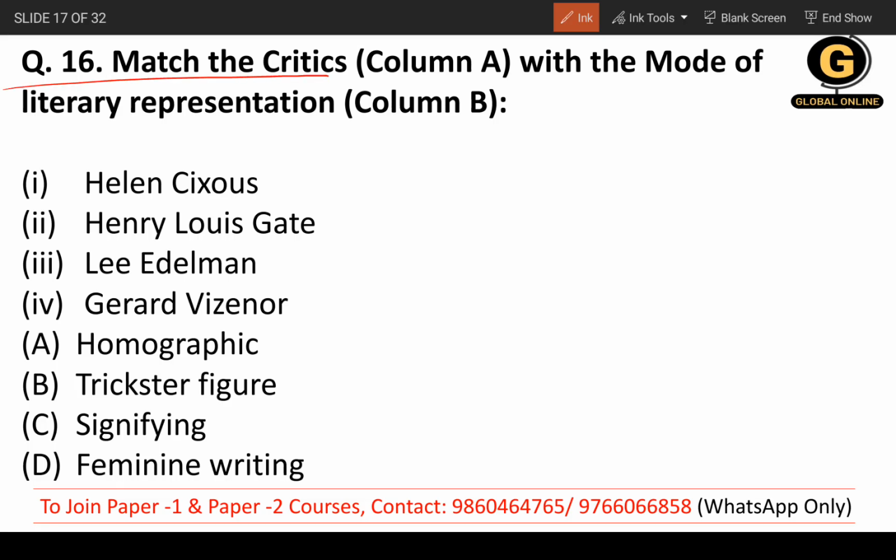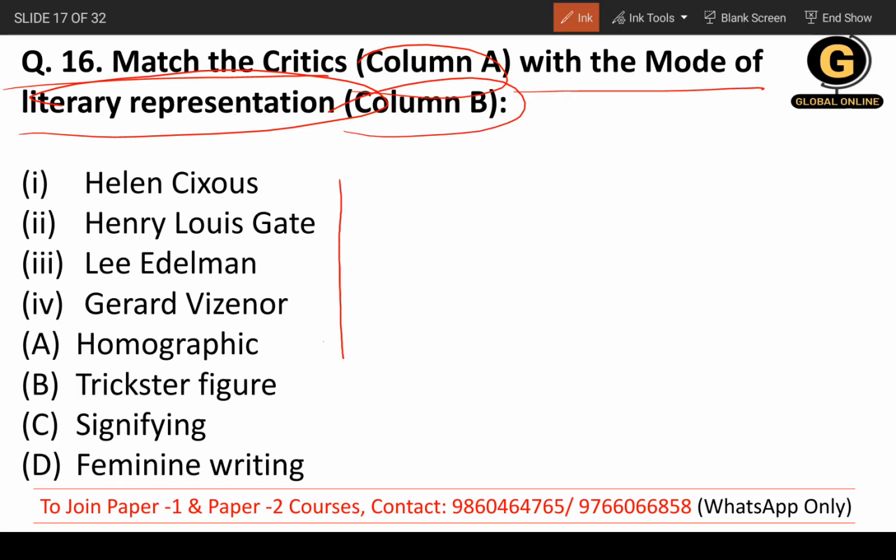Match the critics in column A with the mode of literary representation in column B. These are the writers and these are the terms associated with these writers. So you need to find out which writer is associated with which term. Let me tell you, feminine writing is associated with Helene Cixous.